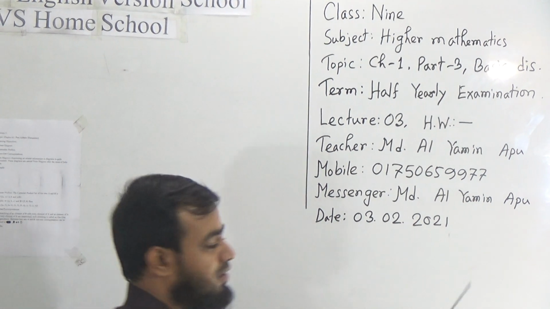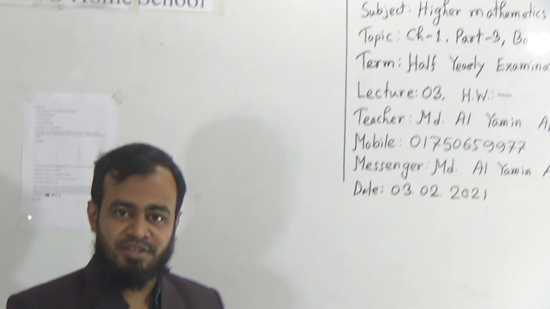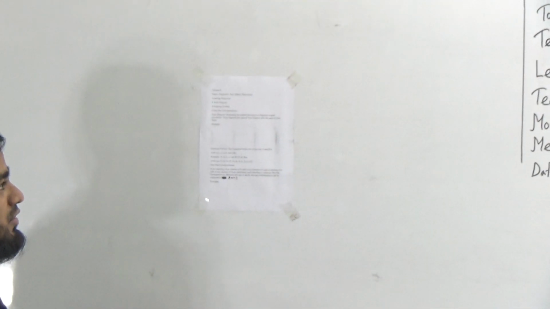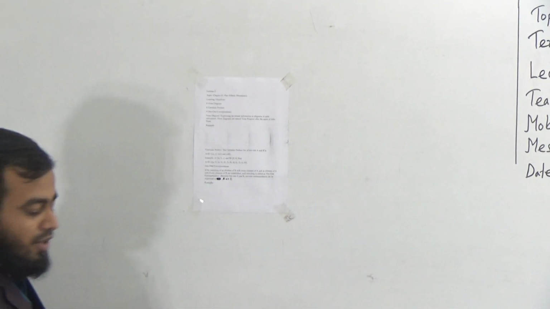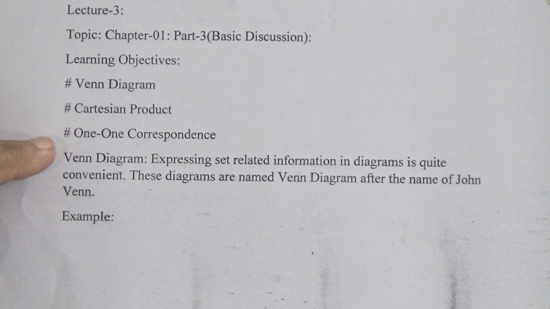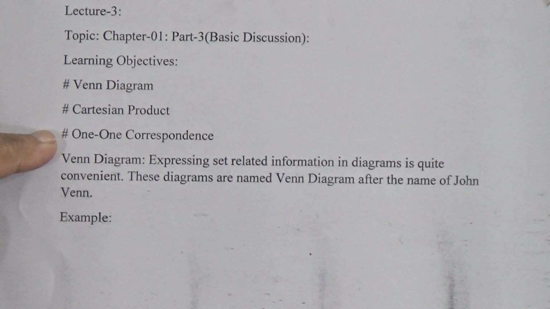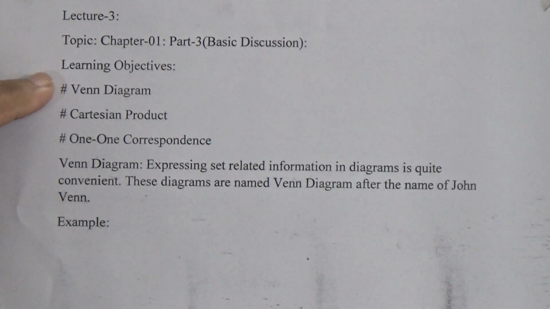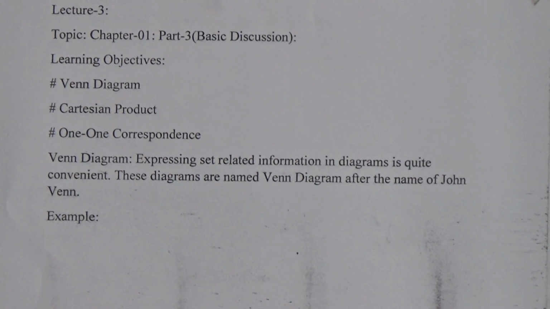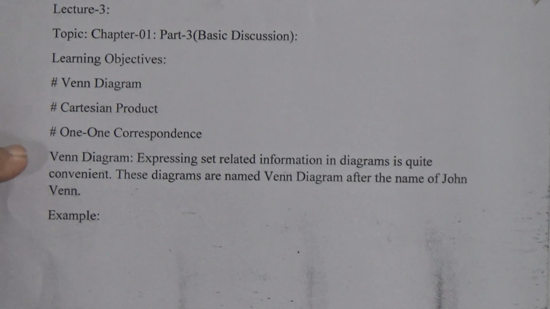In the previous classes, Imdad sir has already discussed part 1 and part 2. We will discuss part 3 today. In part 3 our discussion topics are Venn diagram, Cartesian product and 1-1 correspondence. I repeat, it's Venn diagram, Cartesian product and 1-1 correspondence. Dear students, Venn diagram, first of all, read this one.